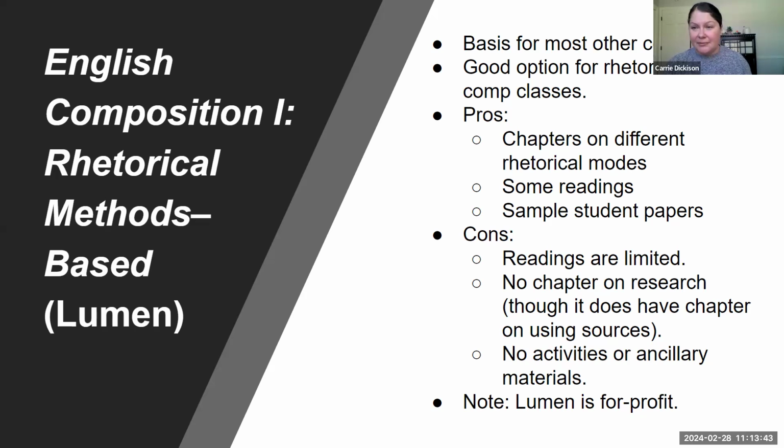There was no chapter on research, which might be a problem for some Comp 1 classes, though it does have a chapter on using sources. But it doesn't have a chapter that addresses the research process. And it doesn't have any of those activities or ancillary materials or discussion questions. And as I said before, one thing to note is that Lumen is for profit.